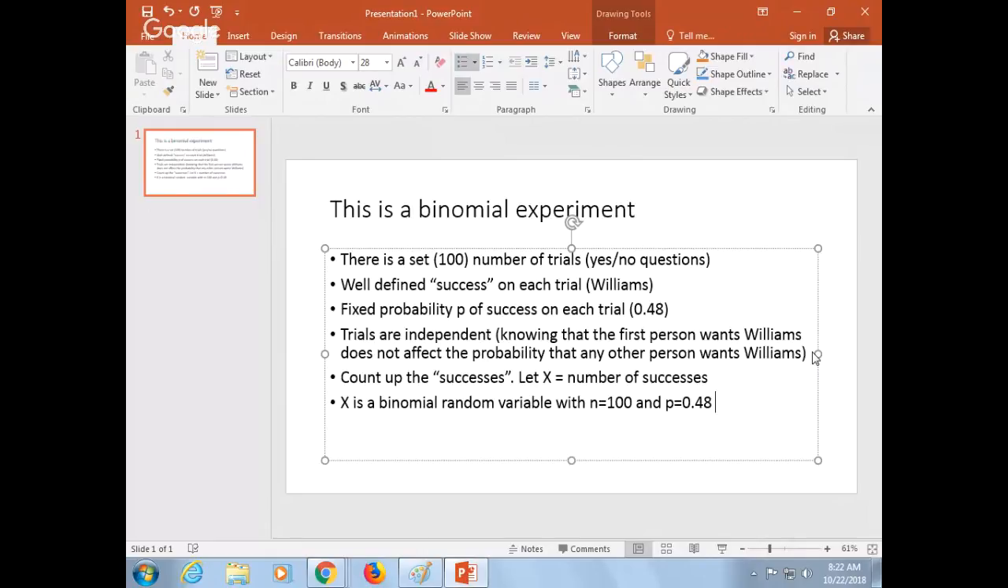By the way, there is notation you'll see, a shorthand: X is distributed as, capital B, binomial distribution. The first number I write down, 100, means n is 100. The second number I write down, 0.48, means my success probability is 0.48. Okay?